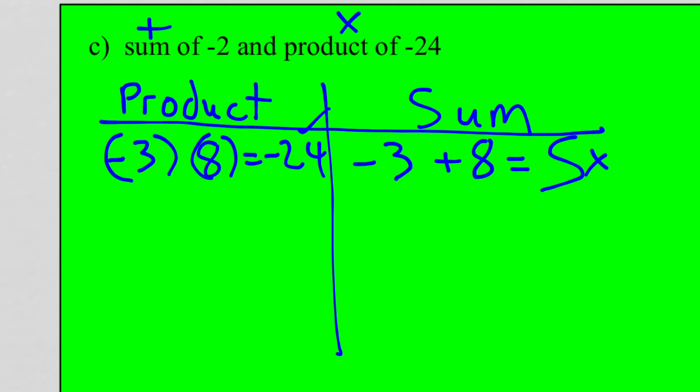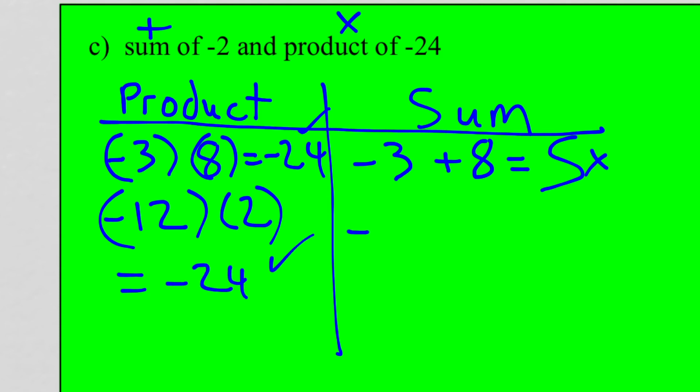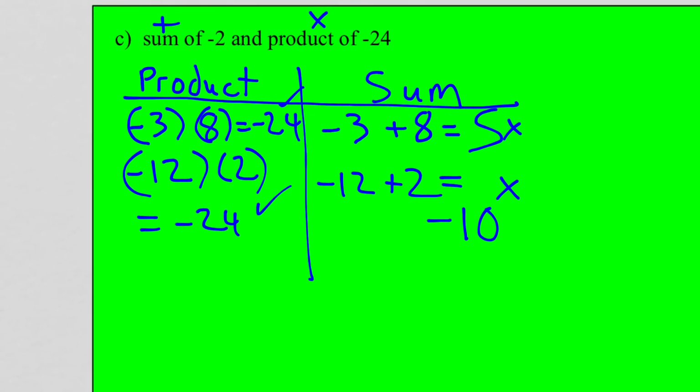Okay, what if I did, I don't know, negative 12 times positive 2. I know my numbers are going to have to be one positive, one negative, because the multiplication is negative. Well, negative 12 times positive 2 equals negative 24. That's a check. But negative 12 plus 2, the signs are different, so I subtract. This time I have more negatives, so the answer is negative 10. Nope. Oh, so I need two numbers that will subtract to negative 2. I think I know now.